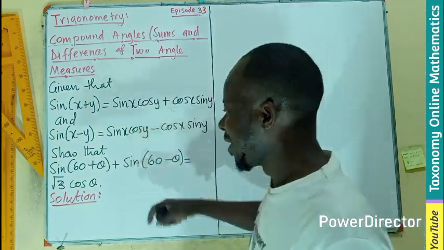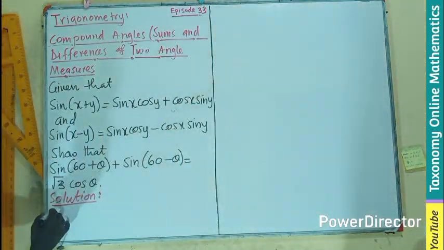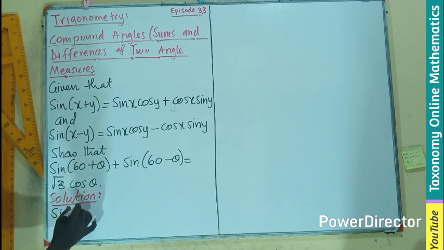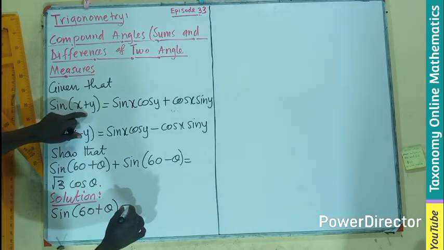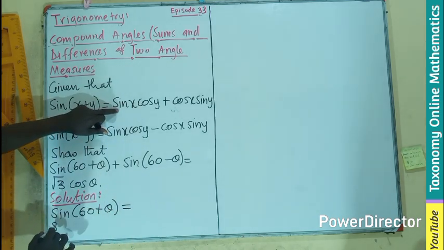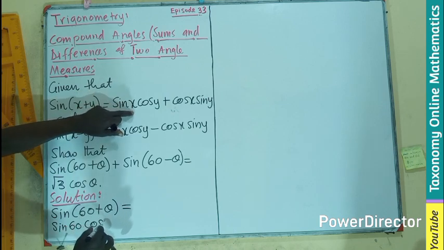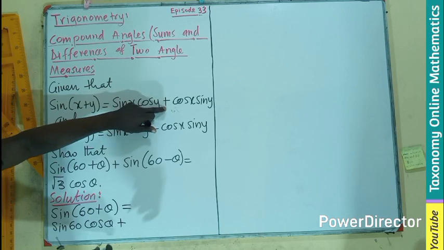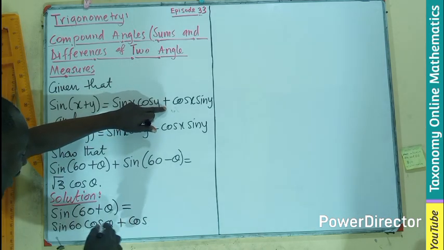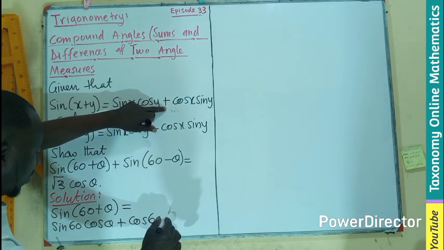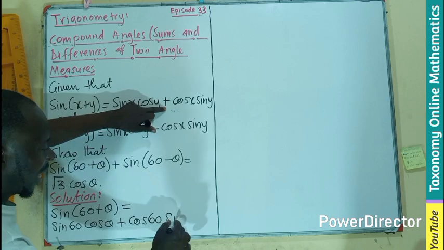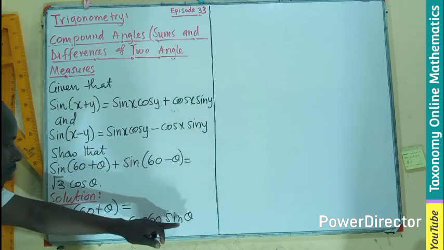We are not going to repeat this. We only pick the sine of 60 plus theta, which is the first thing we have here. And that should be equal to the sine of the first angle, 60, the cos of the second angle, theta, then plus the cos of the first angle, 60, times the sine of the second angle, theta, by that expansion.